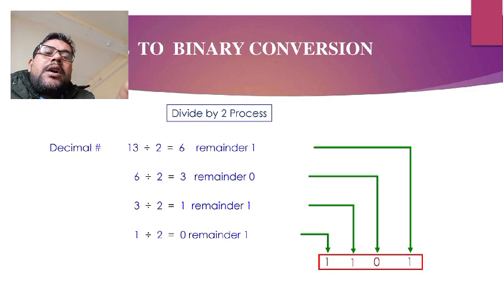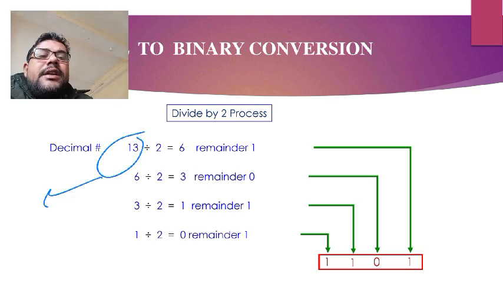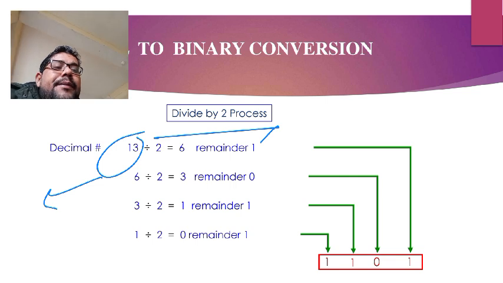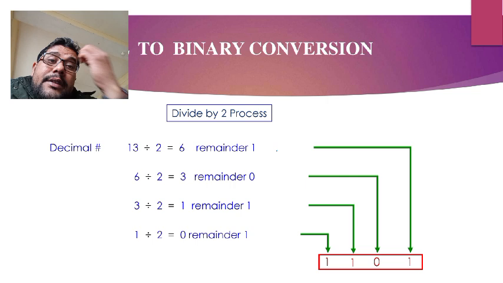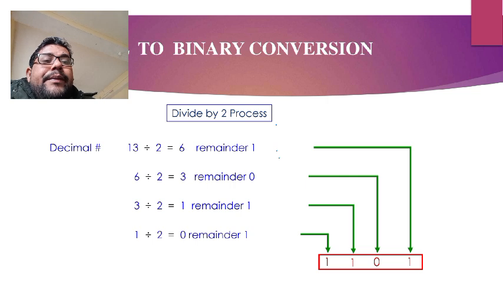Suppose we want to convert 13. This is our decimal number, and we want its binary number. How can I convert? First step, divide 13 by 2. 2 goes 6 times and the remainder is 1. We should write the remainder here.